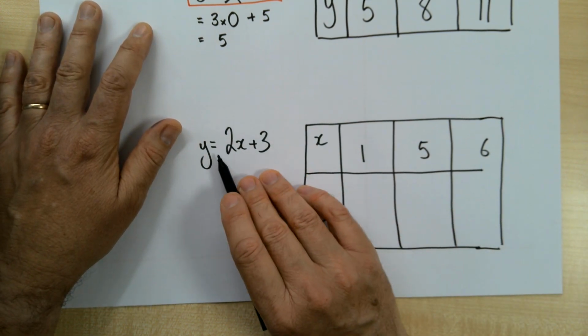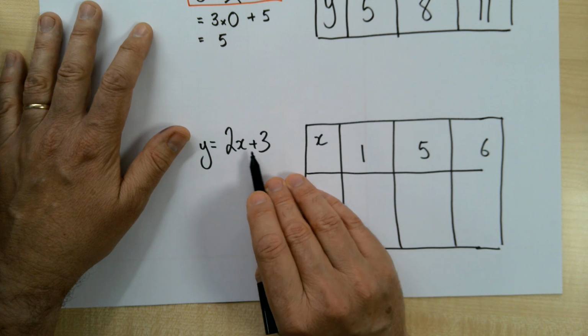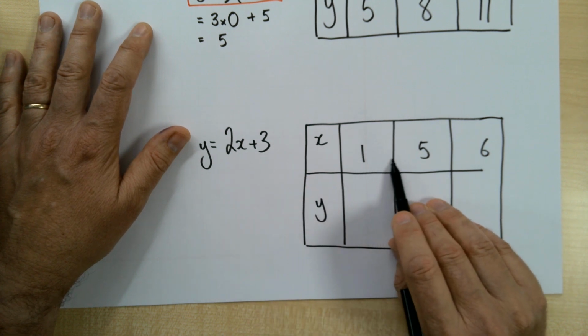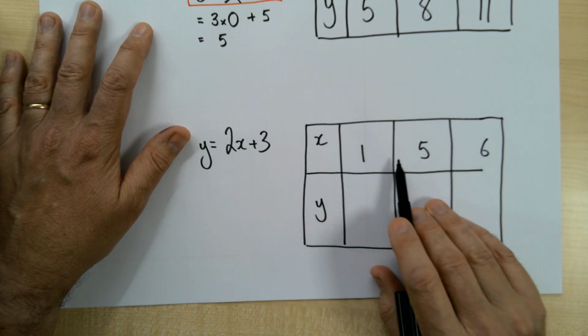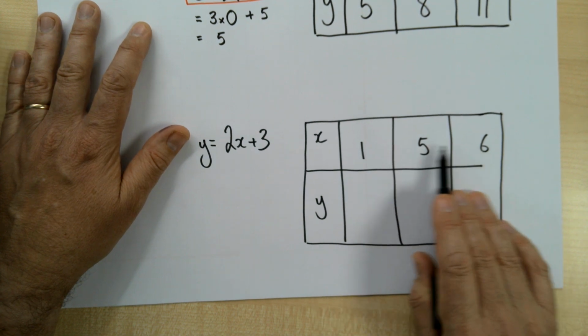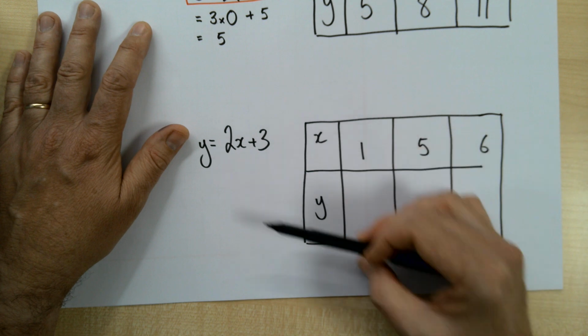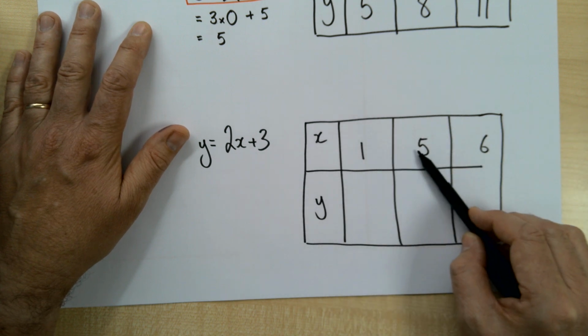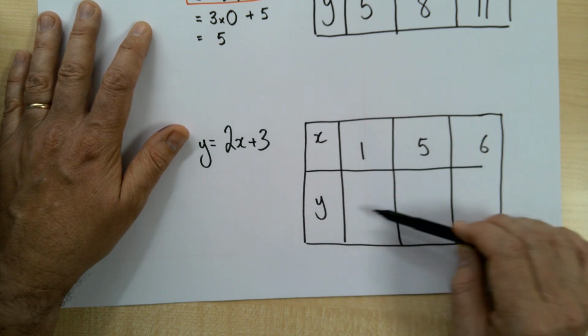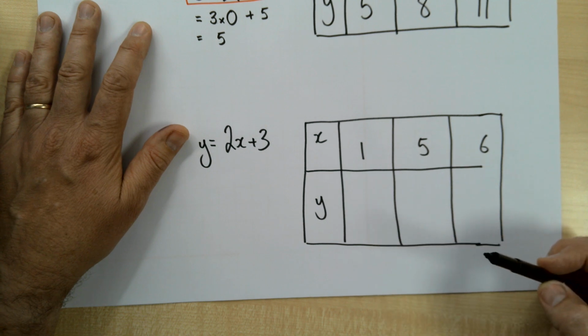I've just changed the numbers around. I've got y equals 2x plus 3, and these are the x values I've got there. Now in the test, you'll be given the x values. You won't have to pluck them out of the air, okay? So this is mimicking what happens in the test. You'll be given the x values and you'll have to crunch out the y values.